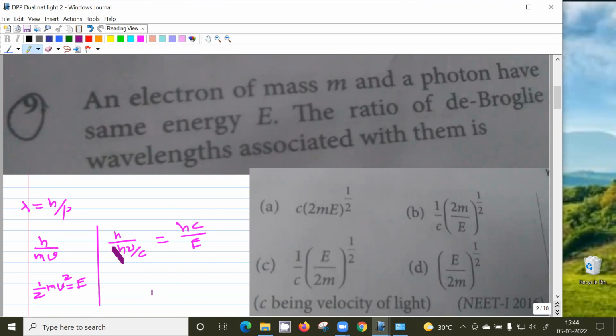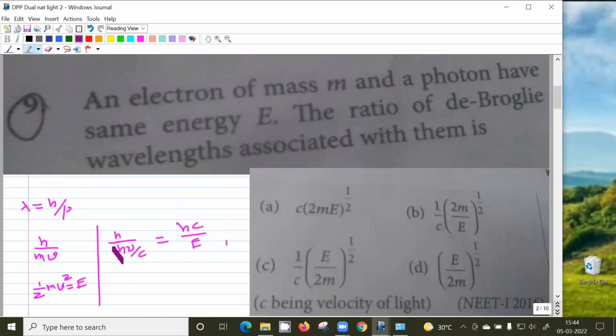Yes, sir. Okay, mc only, h nu by c. No, sir. m is 0 for a photon. Fine. Mass is 0 for a photon. So this is a basic relation that you have to remember. Energy of photon is h nu, momentum is h nu by c.